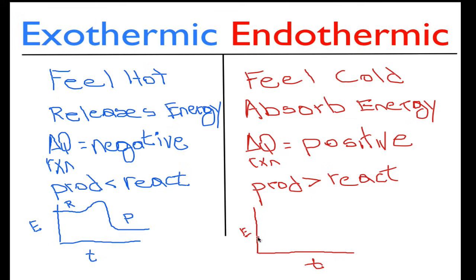Okay, we're going to start with the reactants down here, and the products will have more energy. As the reaction goes along, it will absorb energy. So these are the reactants, and this is the energy of the products. You can see as the reaction progresses, the reaction absorbs energy, and the products have more energy than the reactants.